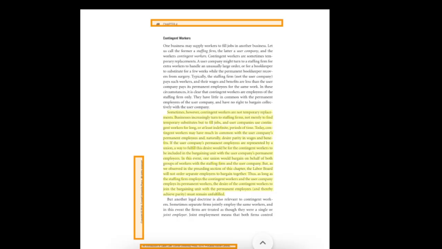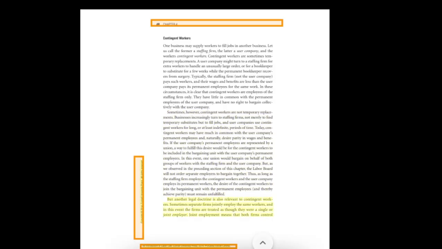Today, contingent workers may have much in common with the user company's permanent employees and, naturally, desire parity in wages and benefits. If the user company's permanent employees are represented by a union, a way to fulfill this desire would be for the contingent workers to be included in the bargaining unit with the user company's permanent employees. In this event, one union would bargain on behalf of both groups of workers with the staffing firm and the user company. But, as we observed in the preceding section of this chapter, the labor board will not order separate employers to bargain together. Thus, as long as the staffing firm employs the contingent workers and the user company employs its permanent workers, the desire of the contingent workers to join the bargaining unit with the permanent employees, and thereby achieve parity, must remain unfulfilled.